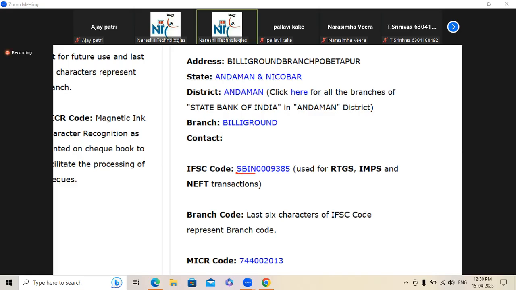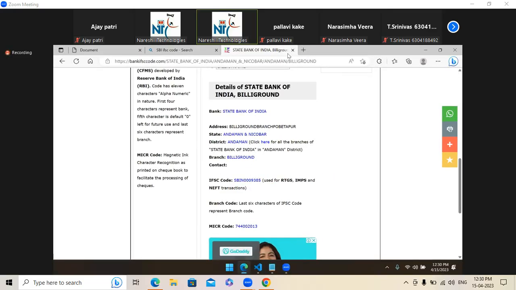SBIN, and after that 3 digits, zeros, 4 digits number. Same concept, right? That means you have to use it in the same way. SBIN 000, then \d, how many digits? 4 digits. Good, right? Now I will give the complex one.